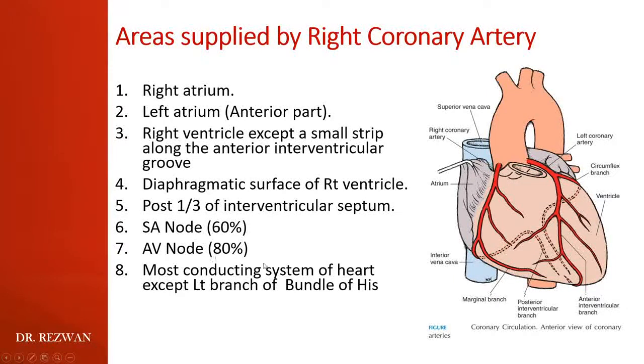Most of the conducting system of the heart, except the left branch of the bundle of His. We will talk about the conducting system later on. So most of the conducting system is mainly supplied by the right coronary artery.